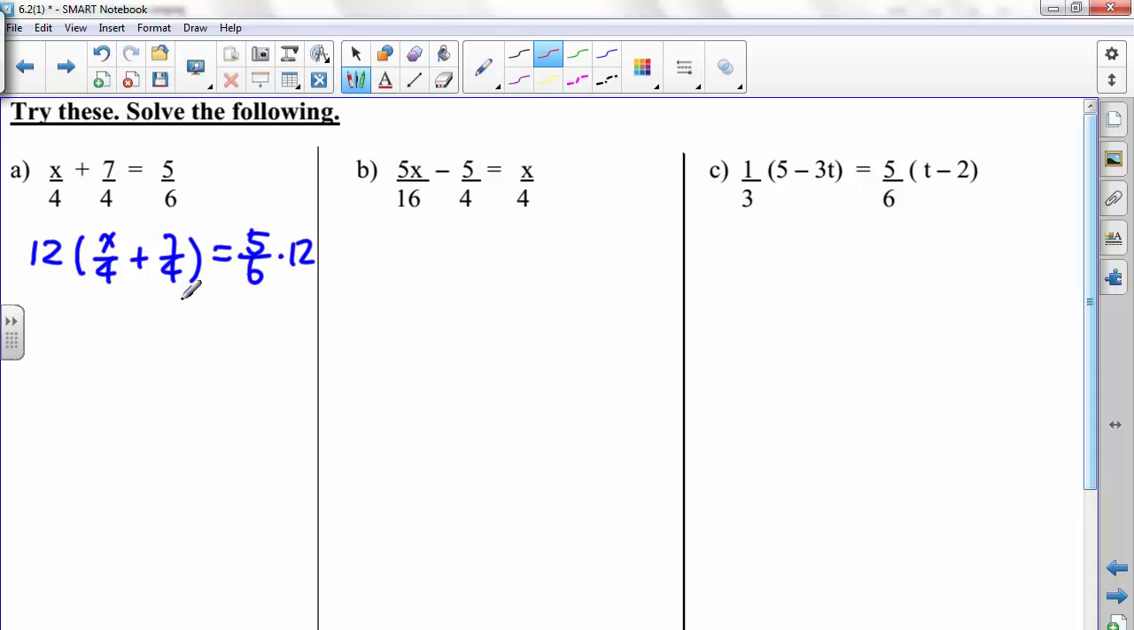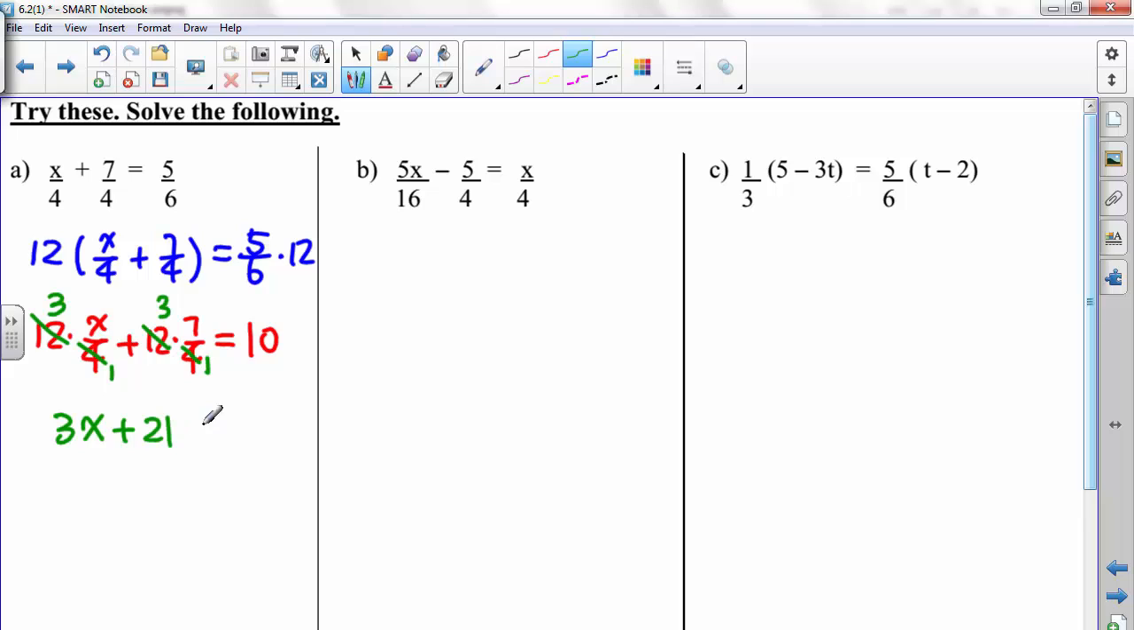On the left side, let's remove the brackets by using the distributive property. So it will be 12 times x over 4 plus 12 times 7 over 4. On the right side, you can simplify this right side already. 12 divided by 6 is 2. 2 times 5 is 10. Let's simplify the left side. 12 and 4. 12 divided by 4 is 3. Make this one 1, make this one 3. So it's 3x plus this one is 1, this one is 3. 21 equals 10.